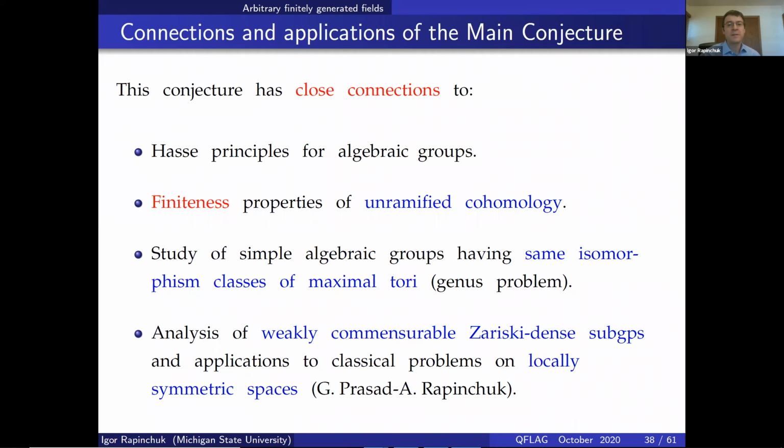One further connection that I'd just like to mention but won't address today is that this conjecture comes up quite naturally in the study of certain problems involving weakly commensurable Zariski dense subgroups and applications to some classical questions on locally symmetric spaces. Okay. So hopefully this provides a little bit of context for this conjecture, and specifically its connections to various other parts of this theory.